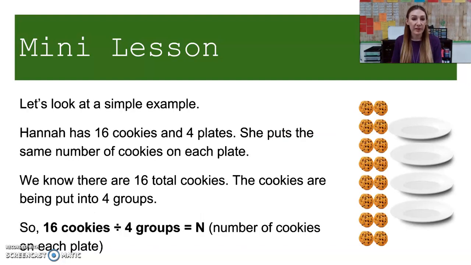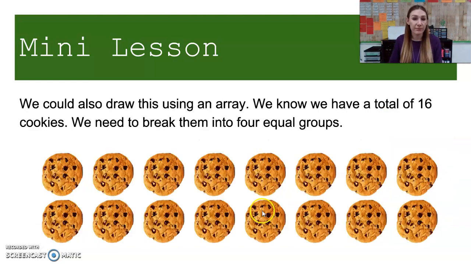Let's look at a simple example. Hannah has 16 cookies and 4 plates. She puts the same number of cookies on each plate. We know there are 16 total cookies. The cookies are being put into 4 groups. So 16 cookies divided into 4 groups is going to equal n, or the number of cookies on each plate.